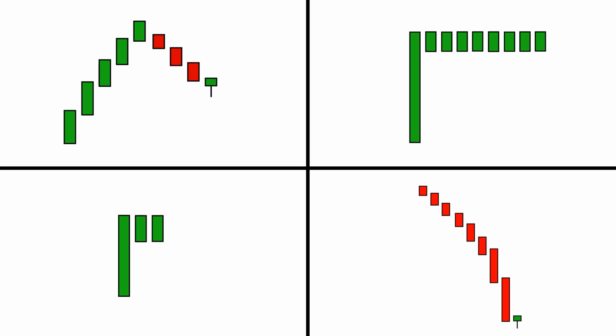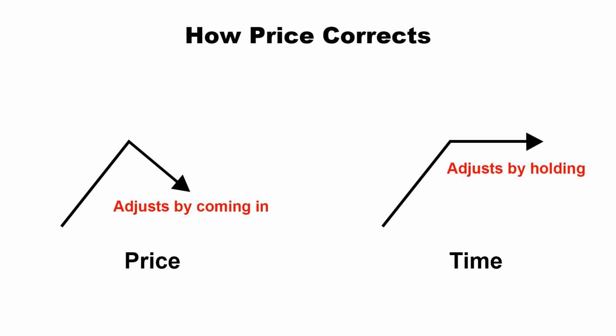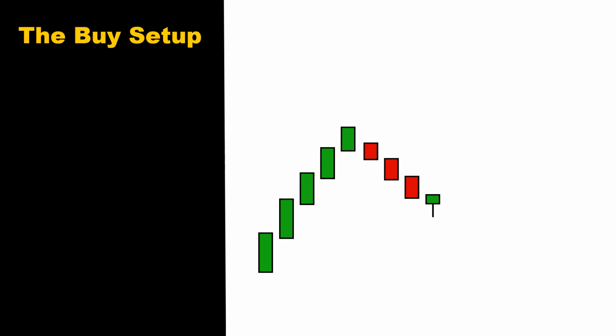But before we get into the patterns, let's make sure you understand how price moves and corrects itself. Because price doesn't just keep climbing up and up forever. At some point, it'll make some sort of adjustment before continuing its move, right? So there's only 2 ways price corrects itself, and that is either through price, meaning the price pulls back before continuing higher, or through time, where the price bases or stalls before moving again. So let's start with the buy setup. This is a setup we get when price corrects through price, so by pulling back.